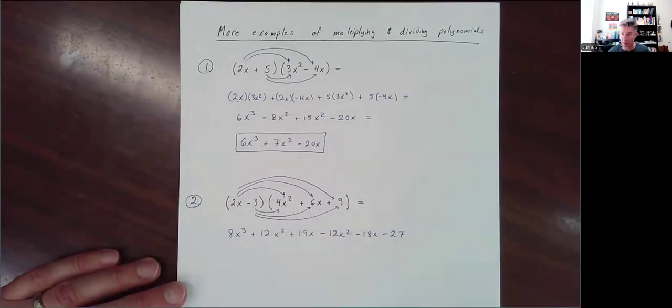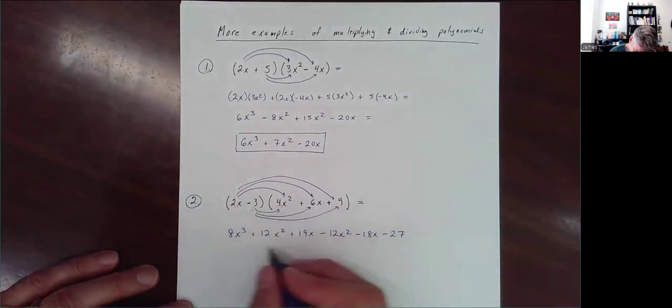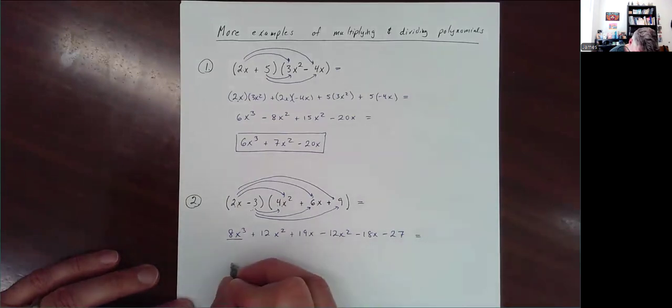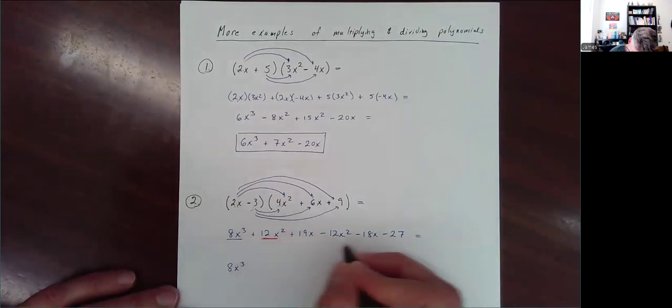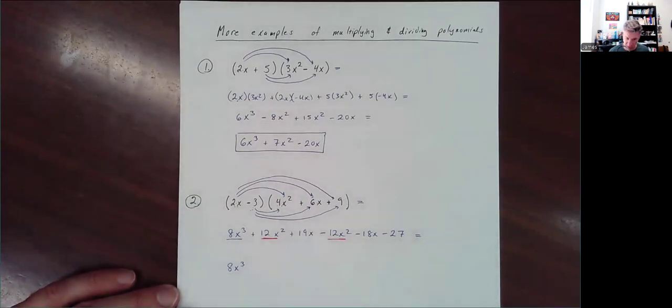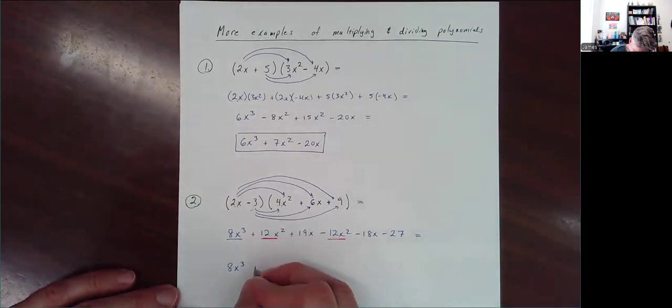And then we're going to combine like terms. So 8x cubed is the only x cubed term. It's going to be 8x cubed. I have a positive 12x squared and a negative 12x squared. Those are going to add to 0x squared. Normally I wouldn't write this term here, but I'm going to this one time.